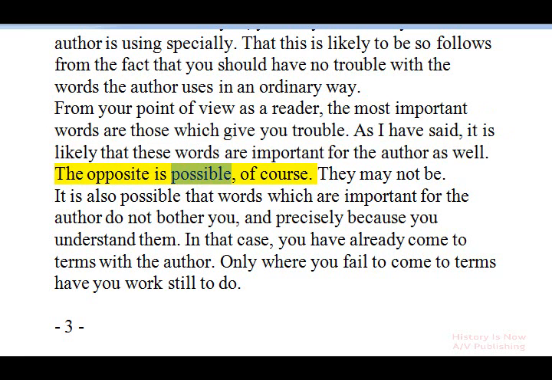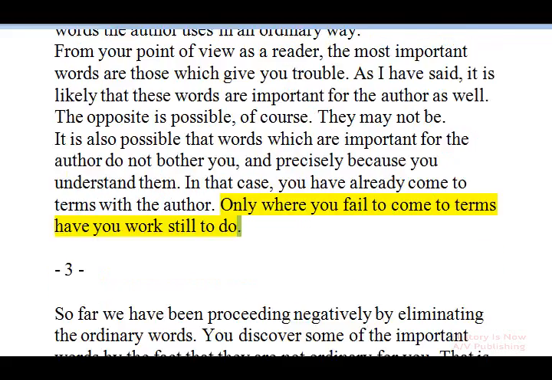The opposite is possible, of course. They may not be. It is also possible that words which are important for the author do not bother you, and precisely because you understand them. In that case, you have already come to terms with the author. Only where you fail to come to terms have you work still to do.